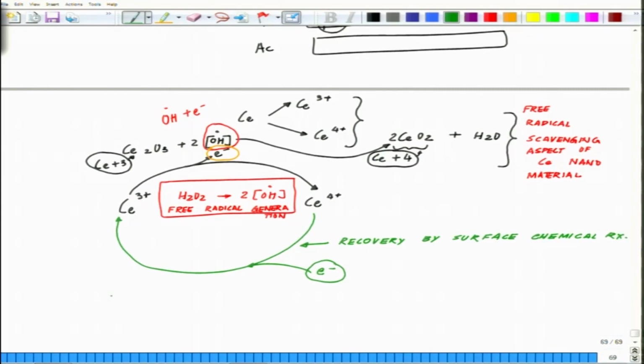So, what is happening is CeO2, which is oxidation state 4+. It has to be a slightly aqueous system. It forms Ce2O3 plus half O2. It is generating oxygen there. So, you realize this whole process is the recovery by surface chemical reaction.